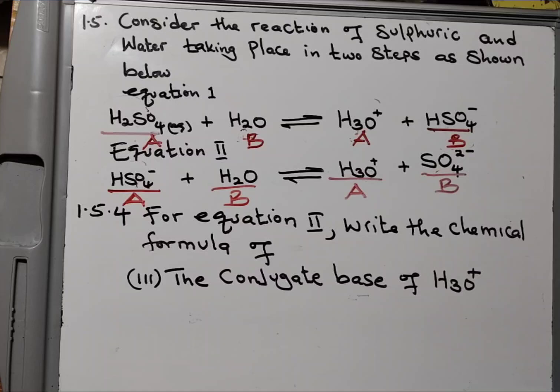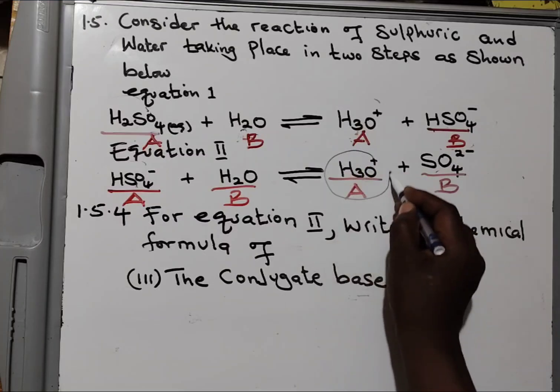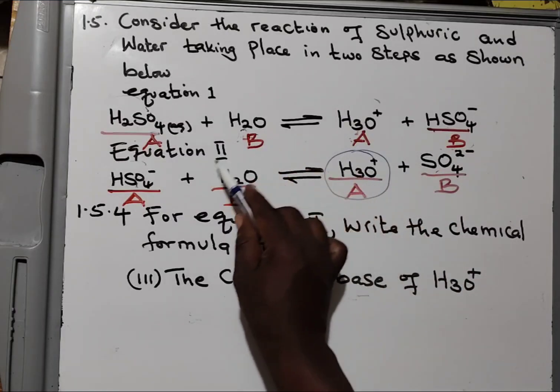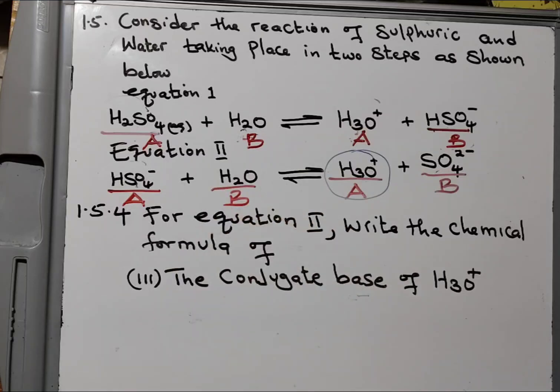Another question says, write the formula of the conjugate base of hydronium ion. Like I said before, the difference between a conjugate base and its conjugate acid is 1H. The conjugate acid has one extra H, which the base is missing. So when you look at here, this is what we are talking about. And if you take out one H, this compound becomes what? It becomes water. So H2O is the conjugate base of hydronium ion.